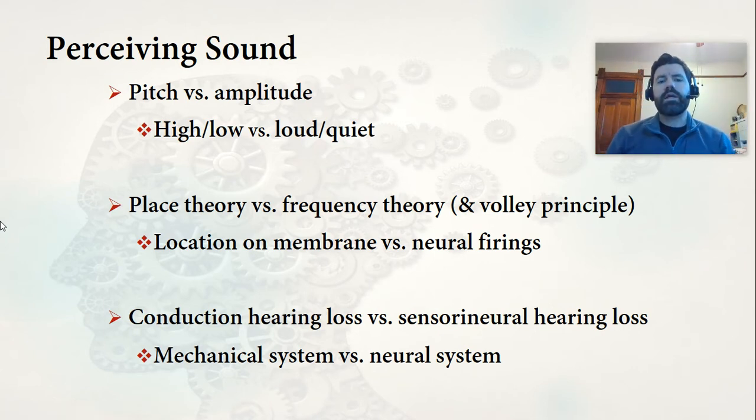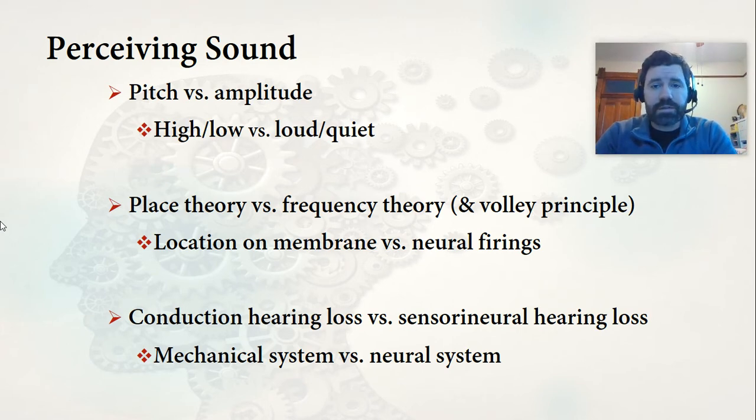Frequency theory, on the other hand, is the idea that neurons will fire essentially with the frequency of a sound wave. And so as that sound wave is traveling through the air, think for every sound wave we have, that neuron is firing. But neurons can only fire so fast.